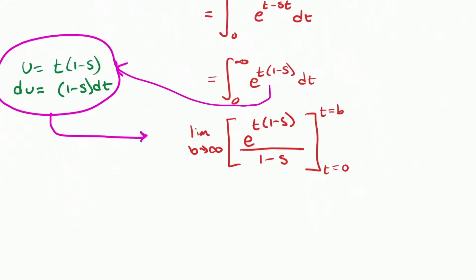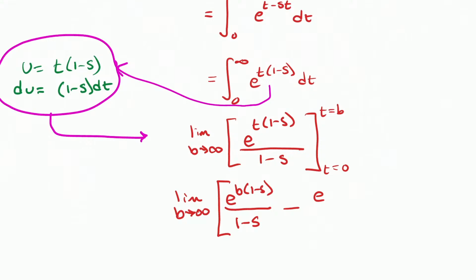Okay, let's see. I'm going to plug in, so the limit as b approaches infinity of e to the b times (1 minus s) over 1 minus s, minus e to the 0 over 1 minus s. Is that right? Did I do that correctly? All right, so let's pause for a minute, make sure that we're all on the same page. Are there any algebraic or calculus problems that we need to talk about?